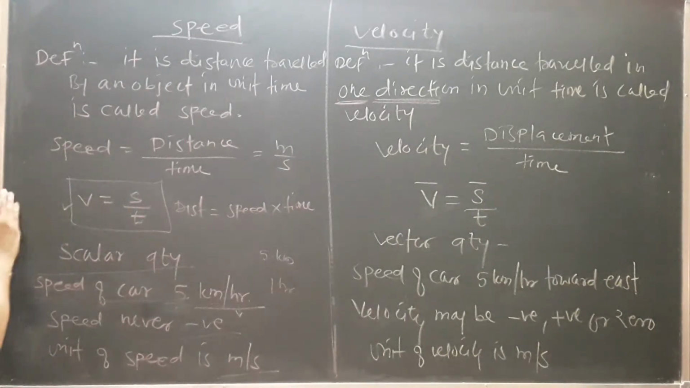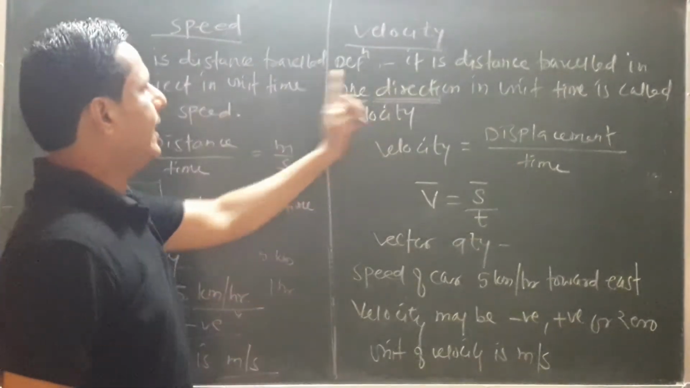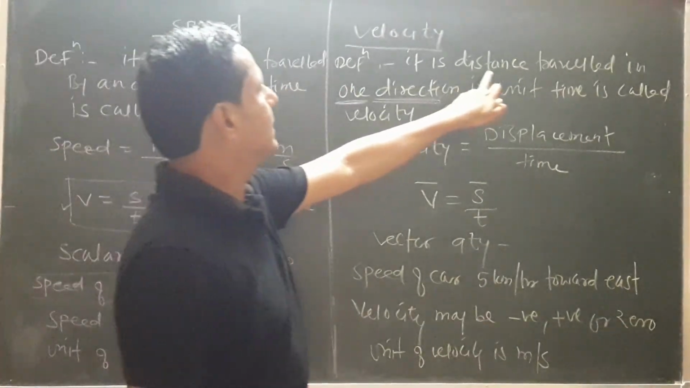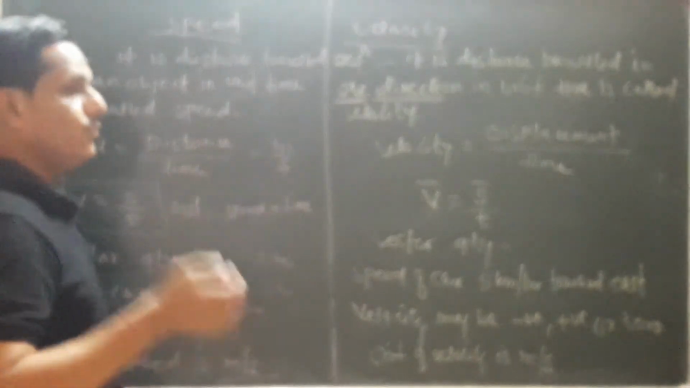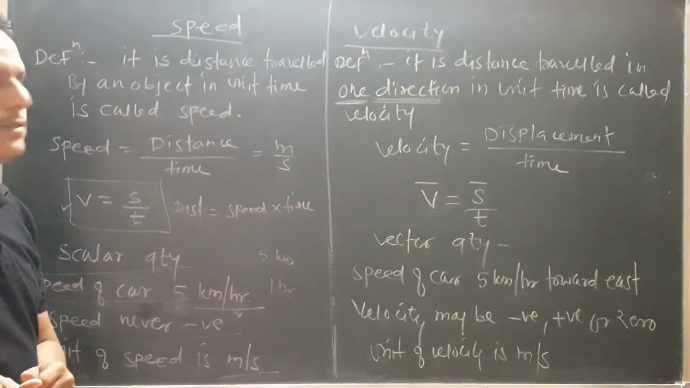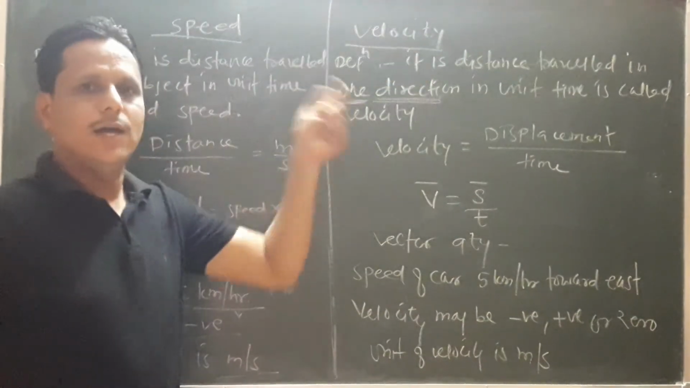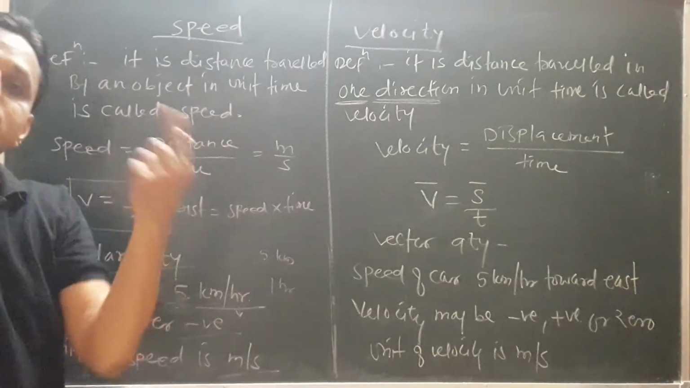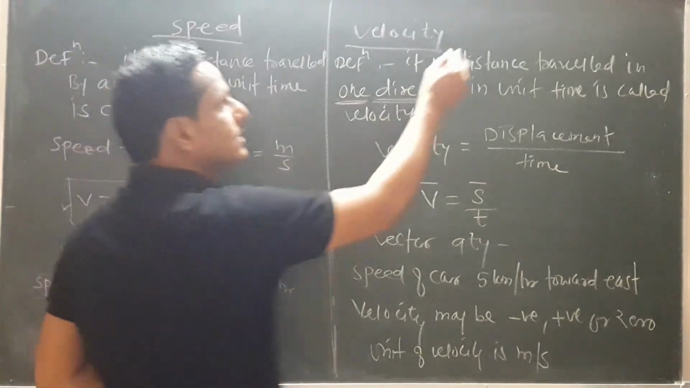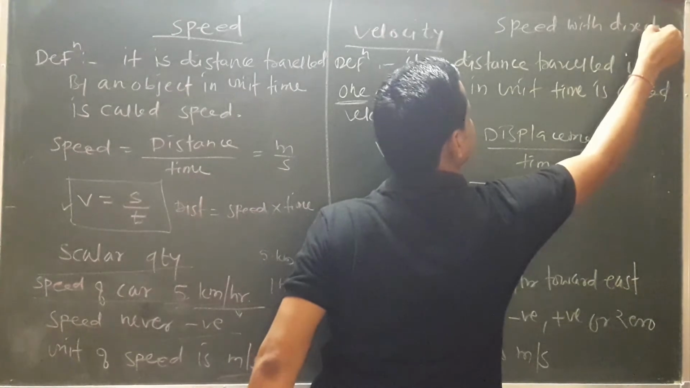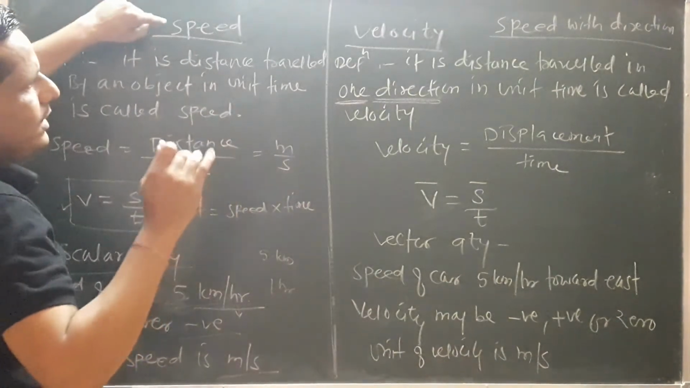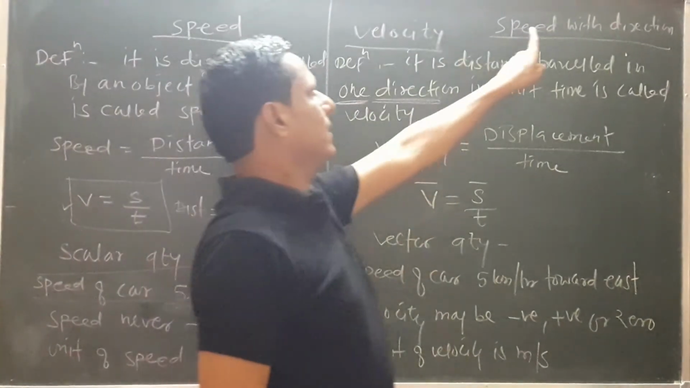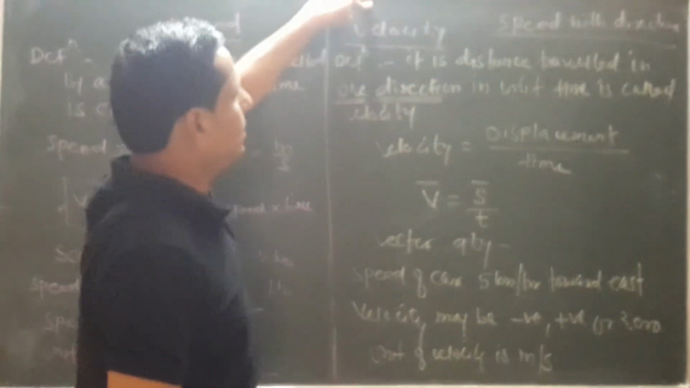Are you getting it? Now similarly in terms of velocity, the definition is the distance traveled in a given direction, where the direction has been mentioned, which is called velocity. I also say that speed with direction is nothing but velocity. Whenever I talk about only speed, I never mention the direction. But whenever I mention speed with direction, it means I am talking about velocity.